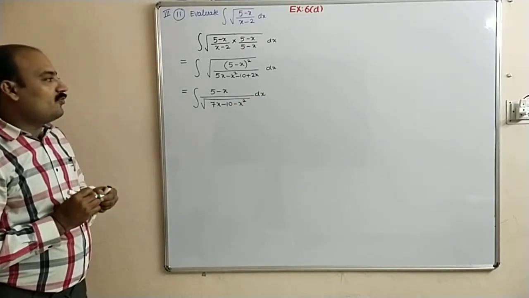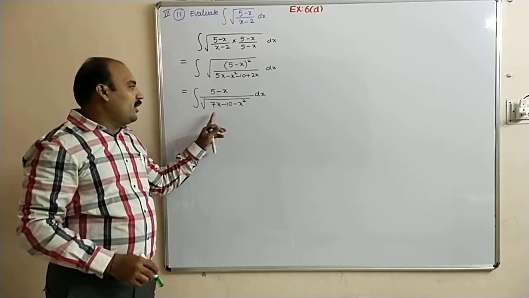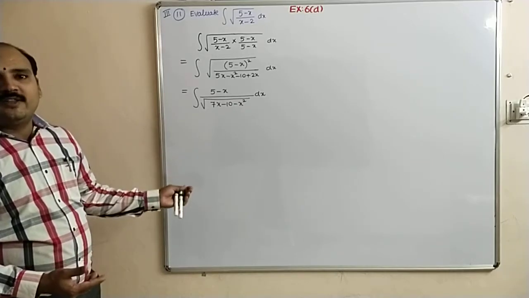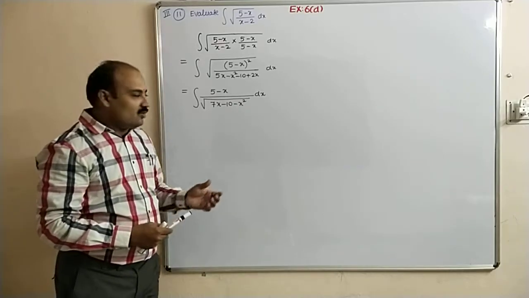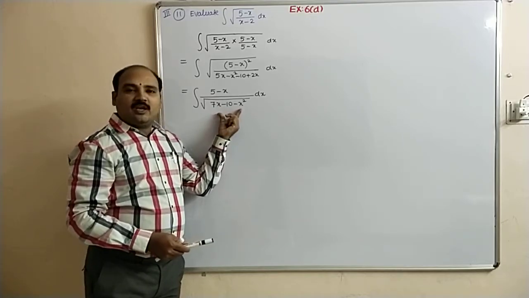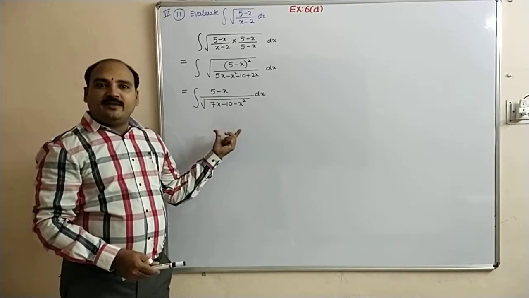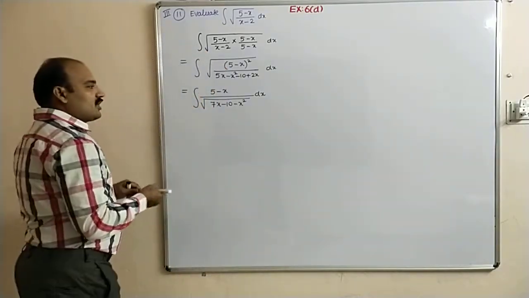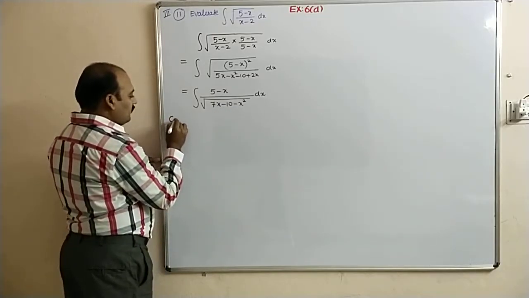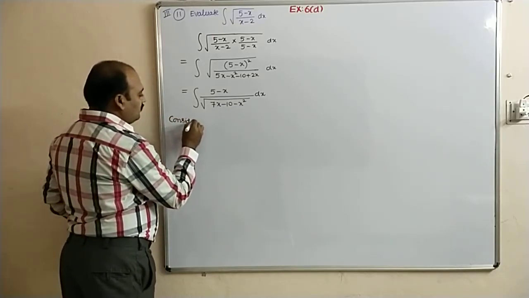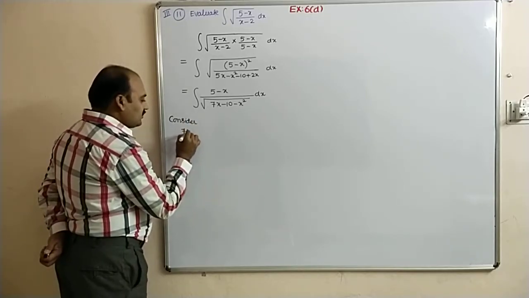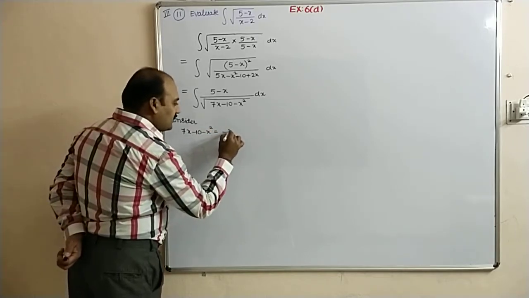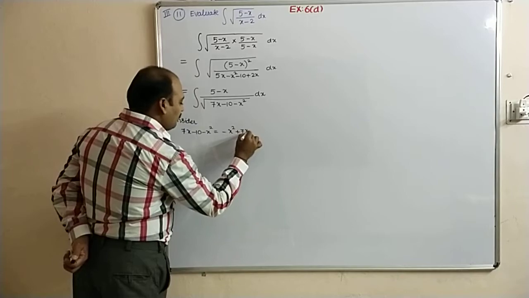Now it is in the form of integral px plus q by root of ax square plus bx plus c. So we know the working rule to evaluate these types of problems. Before that, what we have to do is make a perfect square of the form either x plus or minus alpha whole square plus or minus beta square. See, first consider this one. Consider 7x minus 10 minus x square. Write in the order: minus x square plus 7x minus 10.